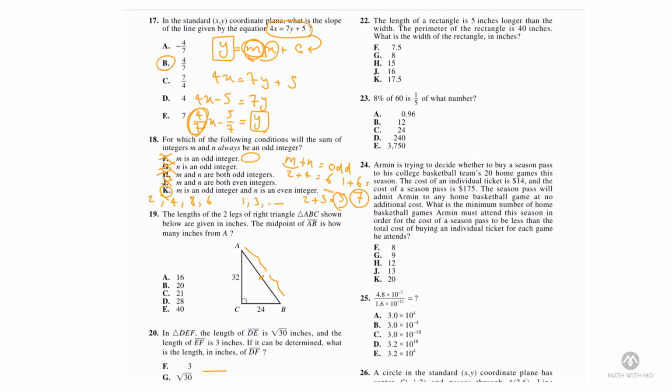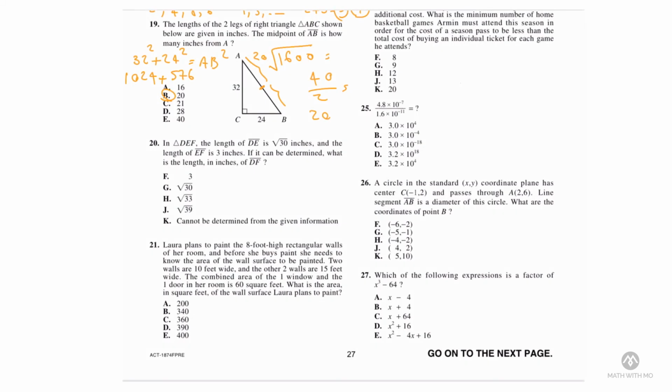So how can I find AB? Pythagorean theorem. 32 squared plus 24 squared equals AB squared. In this case, you can use your calculator. 32 times 32 is 1024, and 24 times 24 is 576. So 576 plus 1024 is 1600. The square root of this is 40. So the midpoint is 40 divided by 2, which is 20. So this part is 20.